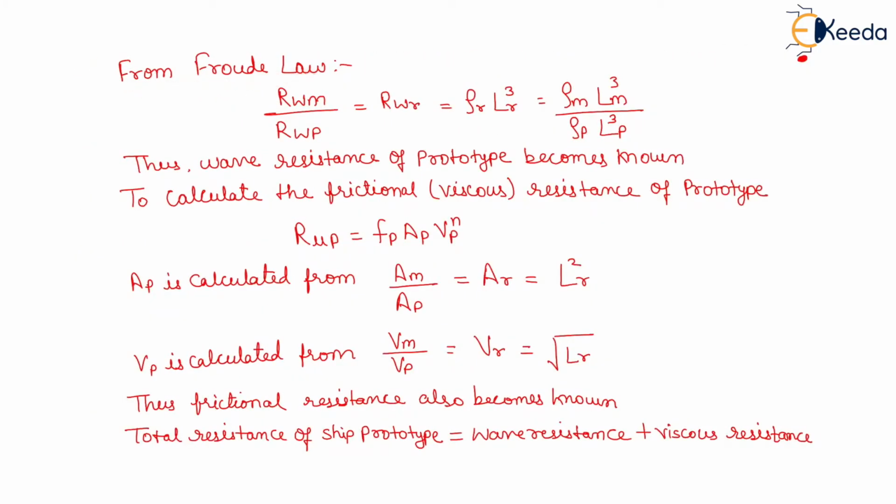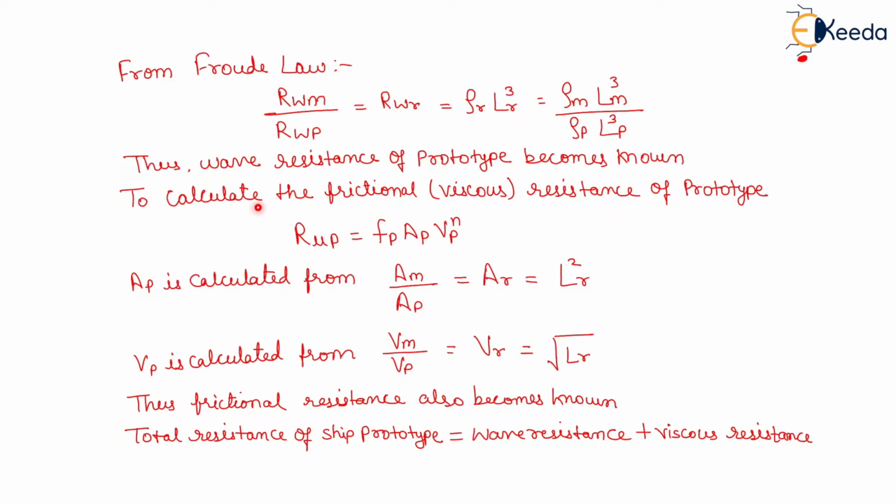From Froude law, Rwm, that is for model, upon Rwp, that is for prototype, will be equals to Rwr, which will be equals to rho r into Lr cube, which will be equals to rho m into Lm cube upon rho p into Lp cube. Thus, wave resistance of prototype becomes known.